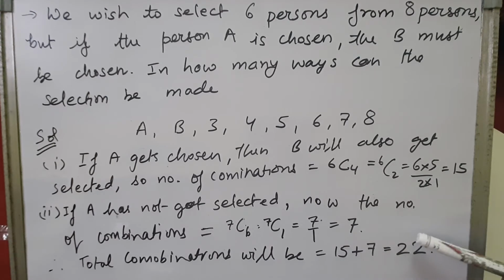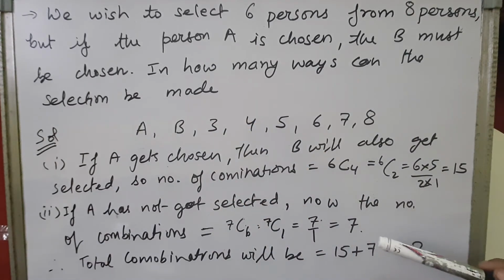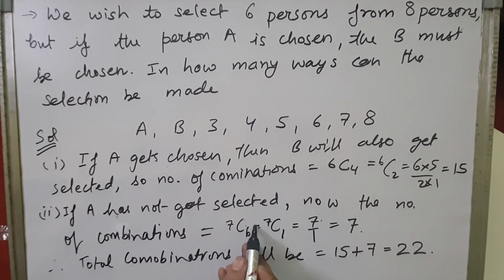Let's see the second part, in which A has not got selected. Now when A is not selected, how many options do we have to get 6 persons? We have 7 options. When we leave A from a group of 8, we are left with 7 people. Now we have to select 6 from 7. So the number of combinations in the second case will be 7C6. This can also be written as 7C1, which is 7 upon 1, it will be 7.